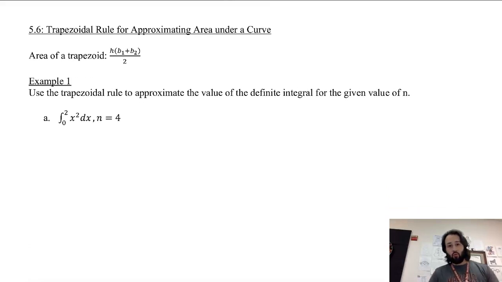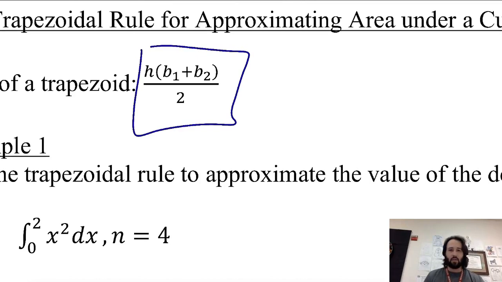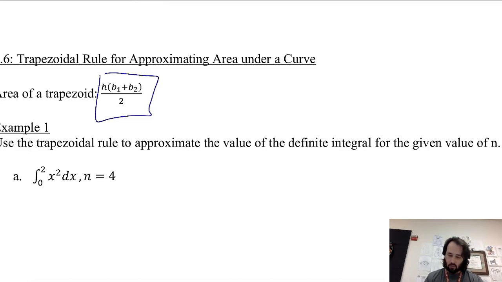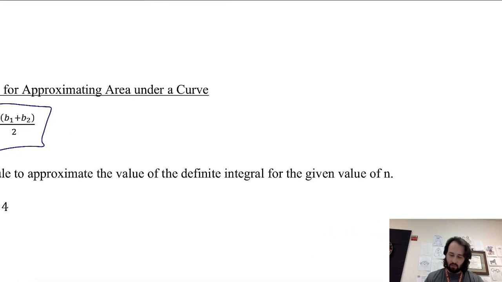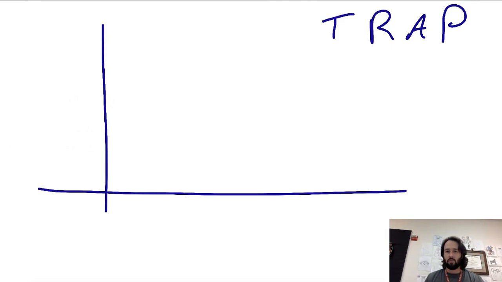Today we're going to use the trapezoidal rule for approximating area under the curve, which is essentially the definite integral. Quick reminder, the area of a trapezoid is the height times base 1 plus base 2, divided by 2. So height times the average of the bases. This is often represented as TRAP, just as trapezoidal.